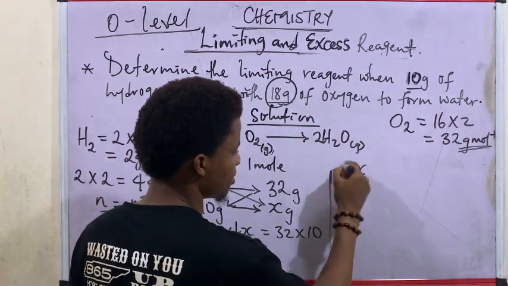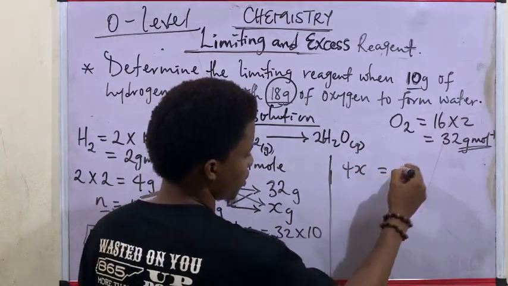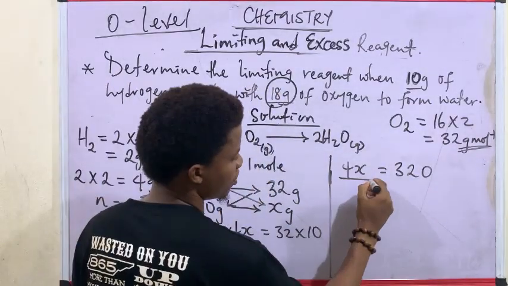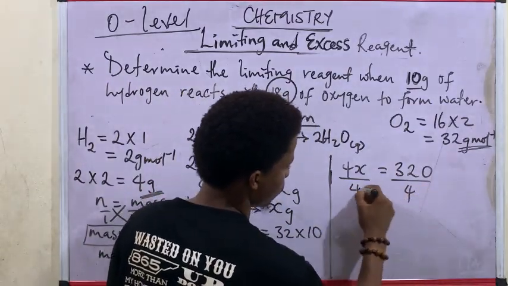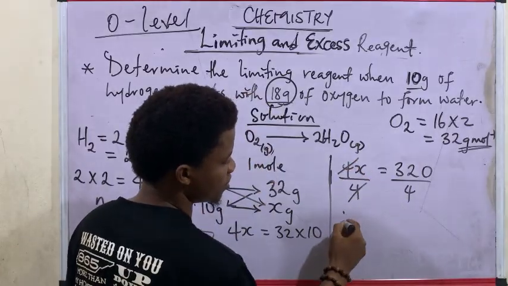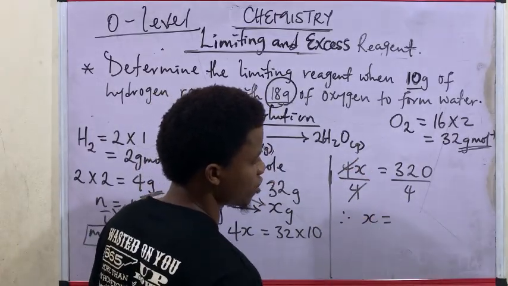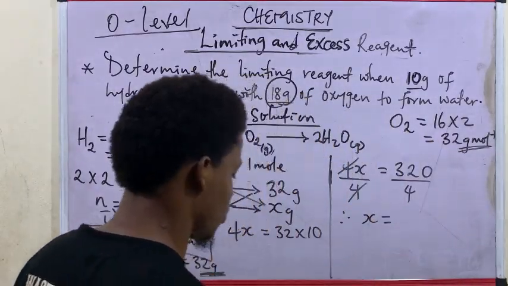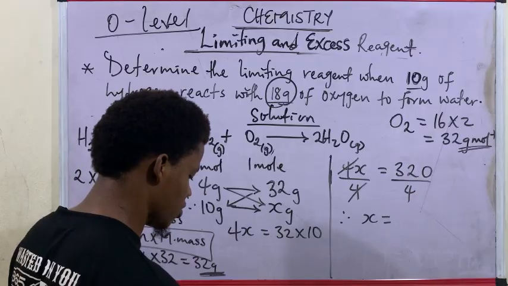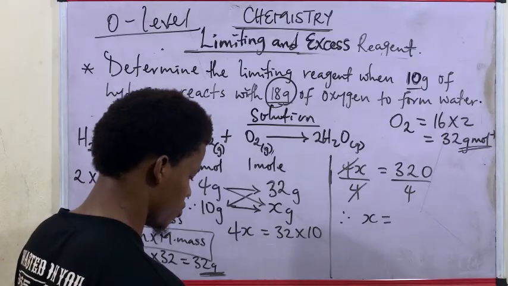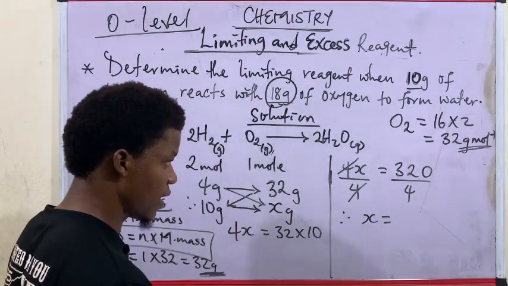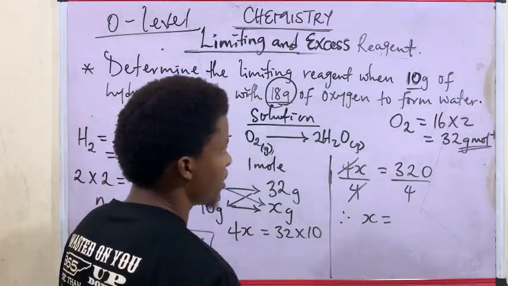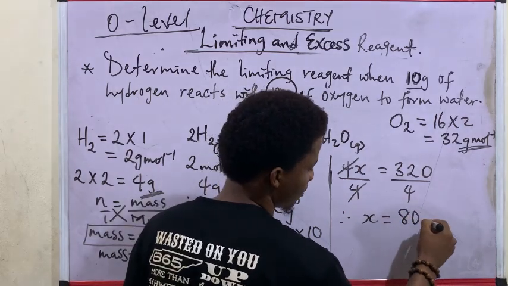So we have 4x is equal to 320. At this point, what do we do? Divide both sides by 4. 4 cancels out 4. Therefore, x is equal to, let's quickly put this in our calculator. 320 divided by 4. What do we get? We got 80 gram.